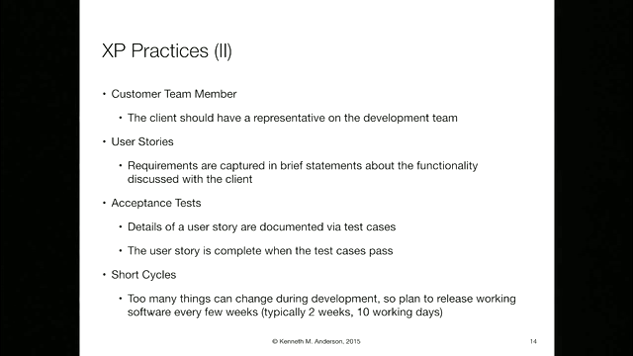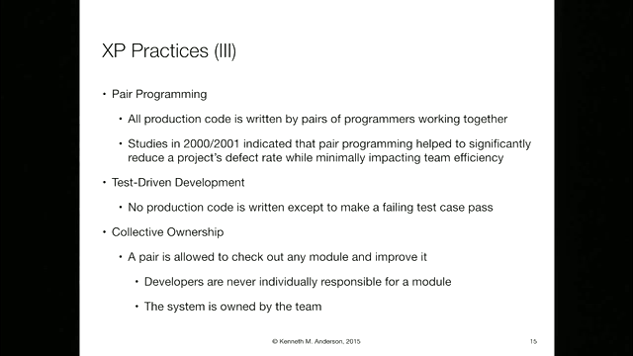Short cycles. This goes right back to iteration, our principle from lecture 1. Too many things can change during development, so plan to release working software every few weeks. They recommend 2 weeks. I've seen other people recommend 1 week. So that's a point of contention. You have to find what works for your organization. But somewhere within 2 weeks, about 10 working days.